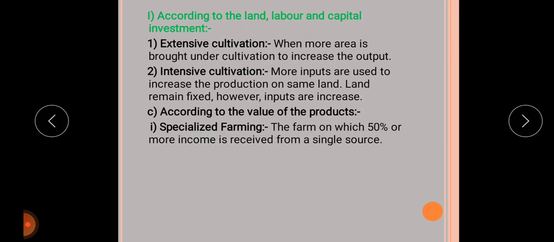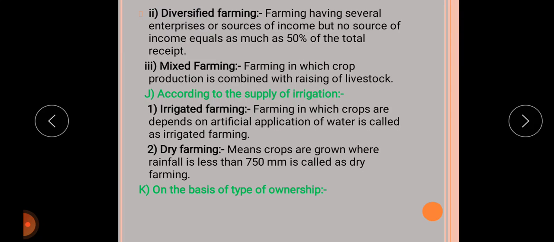The next is diversified farming: farming having several enterprises or sources of income, but no source of income equal to as much as 50% of the total receipts. Then third, mixed farming, the farming in which crop production is combined with the rearing of livestock.